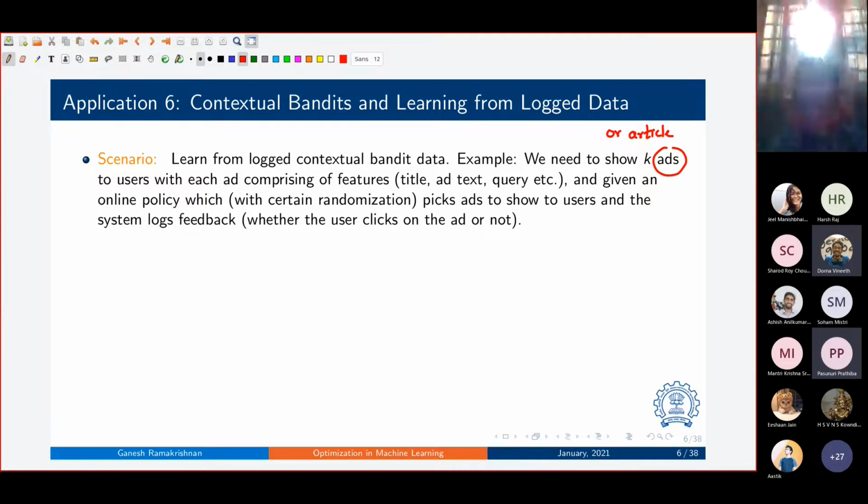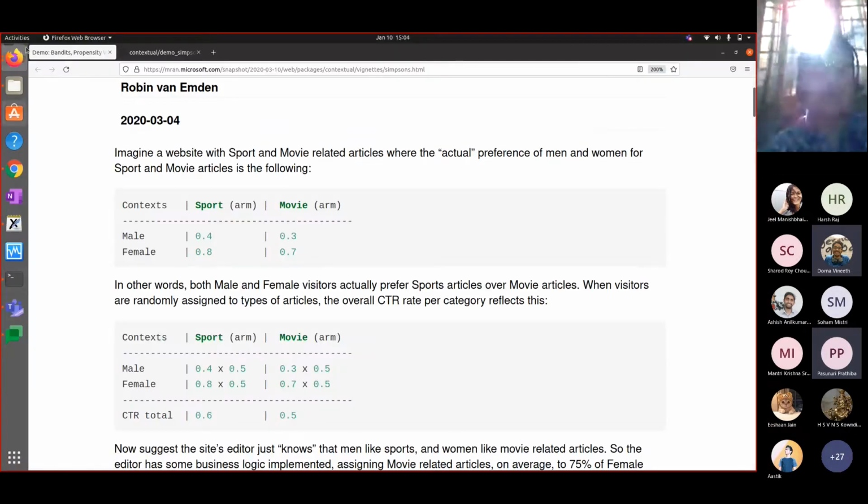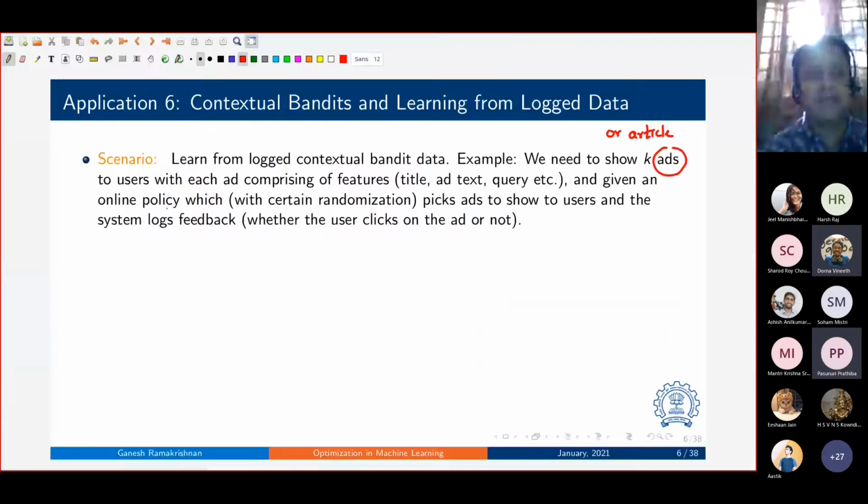And then what you have is an online policy. That policy is recommending or showing articles to men and women. The system then comes back and logs the feedback: whether the man or woman picked that article, read that article or not. Let me go back to this and paste this link here.